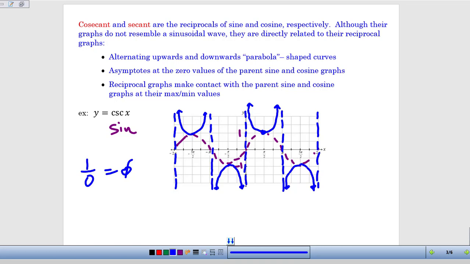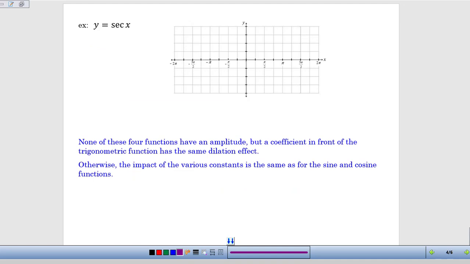It's not the purple one. The purple one is just there to help us provide the framework so that we can find the asymptotes at the zeros of the sine curve, find those maximum and minimum points of those parabola type curves, and then just sketch from there. For secant, we're going to do the same thing. We're going to sketch a cosine graph, and then we're going to use that as the framework to sketch its reciprocal graph, the secant graph.